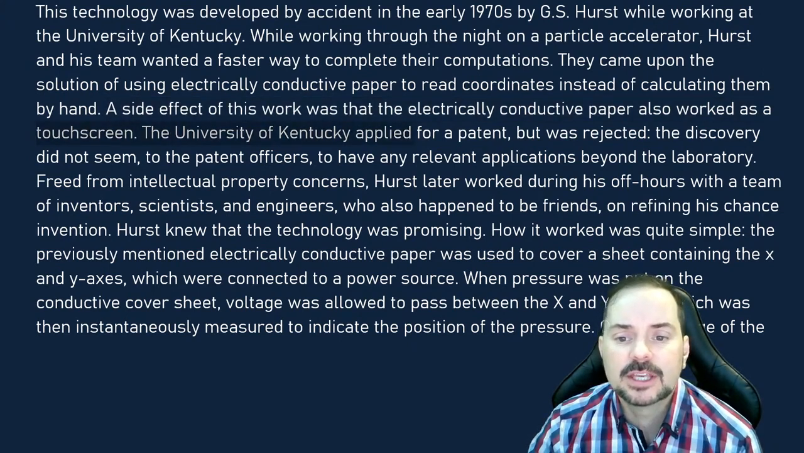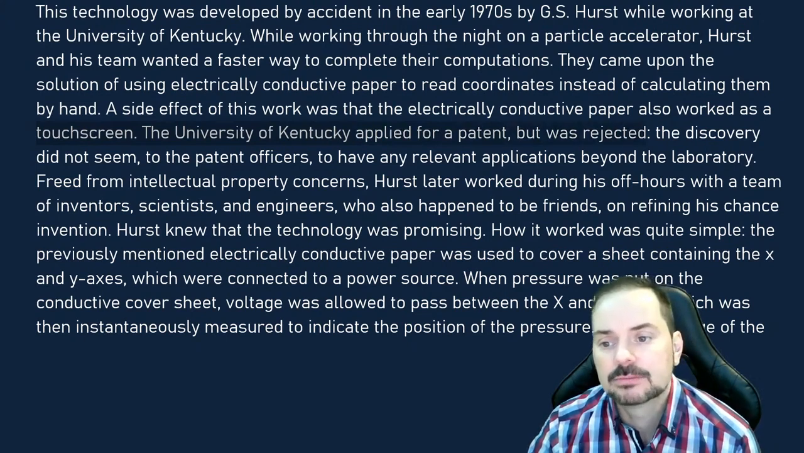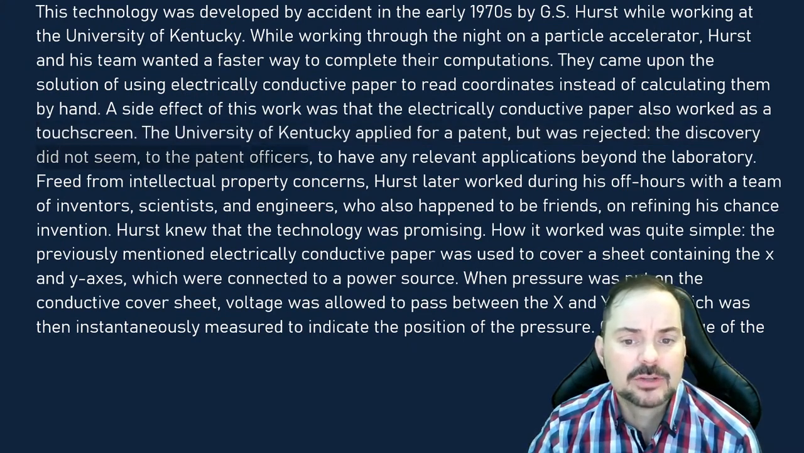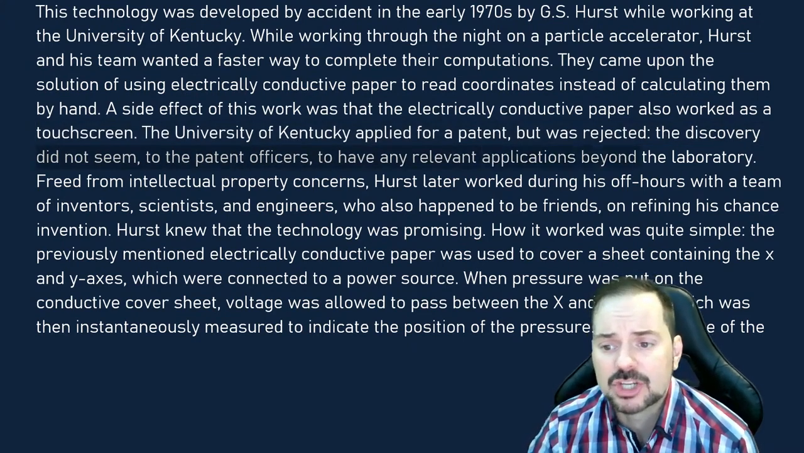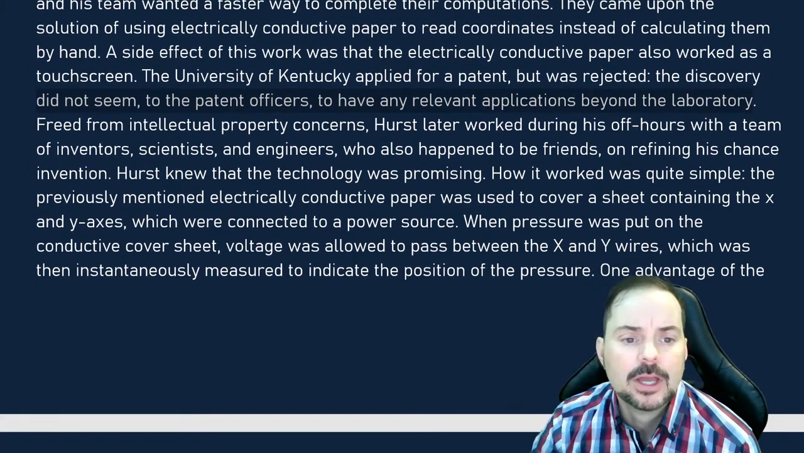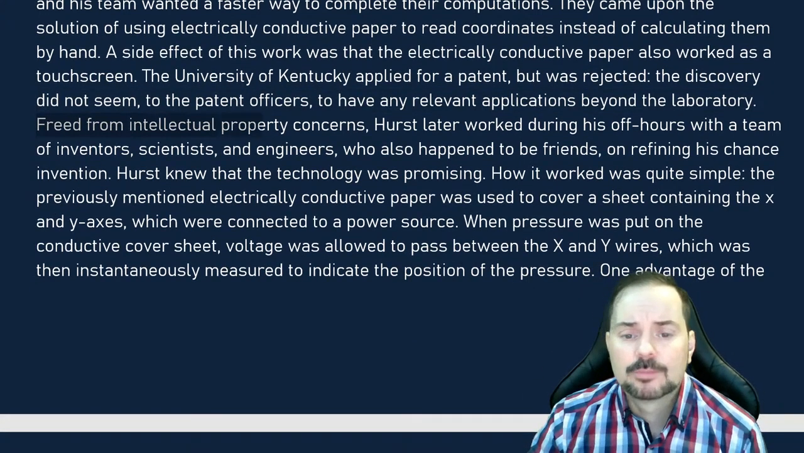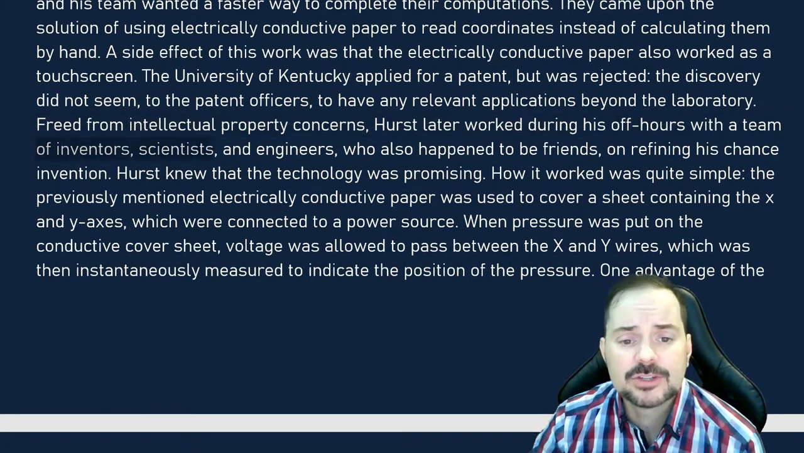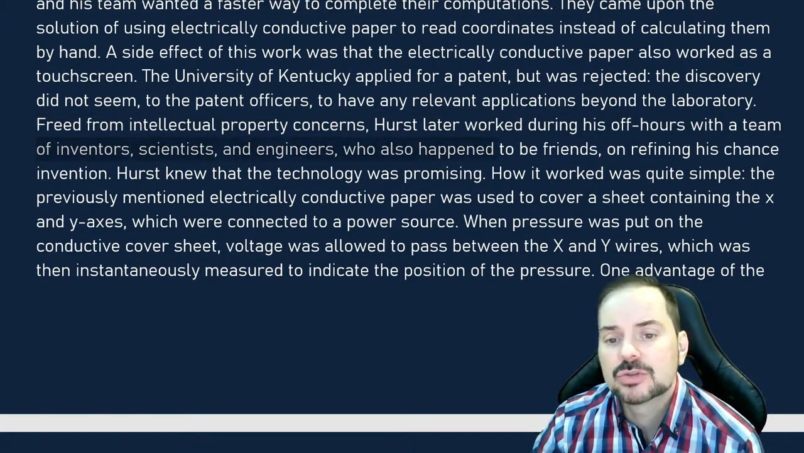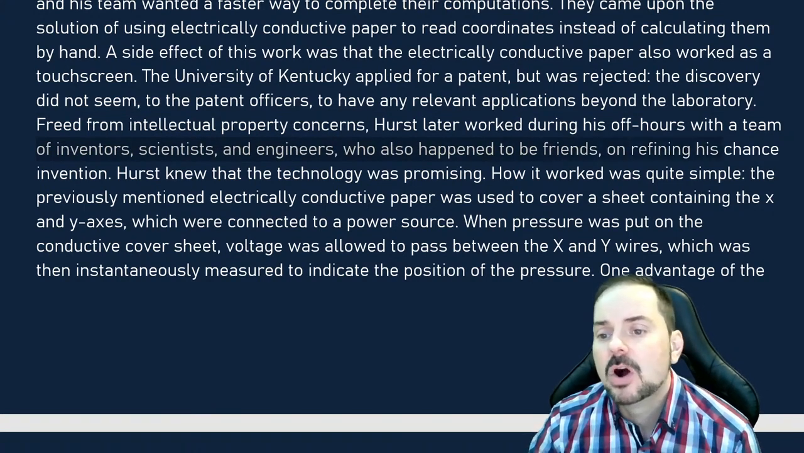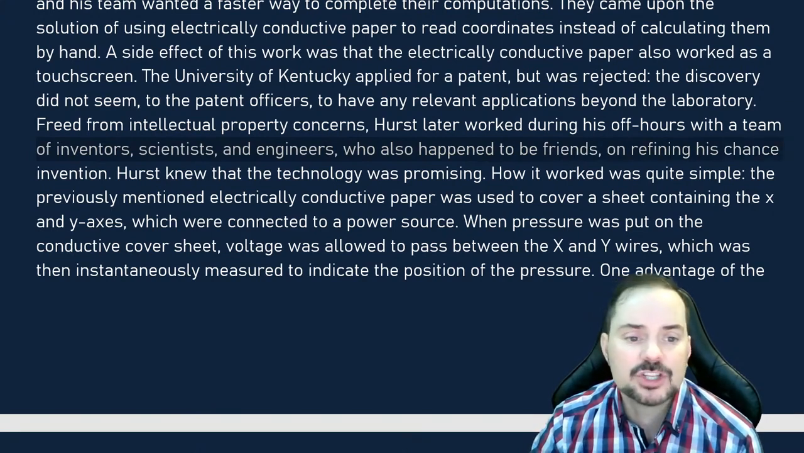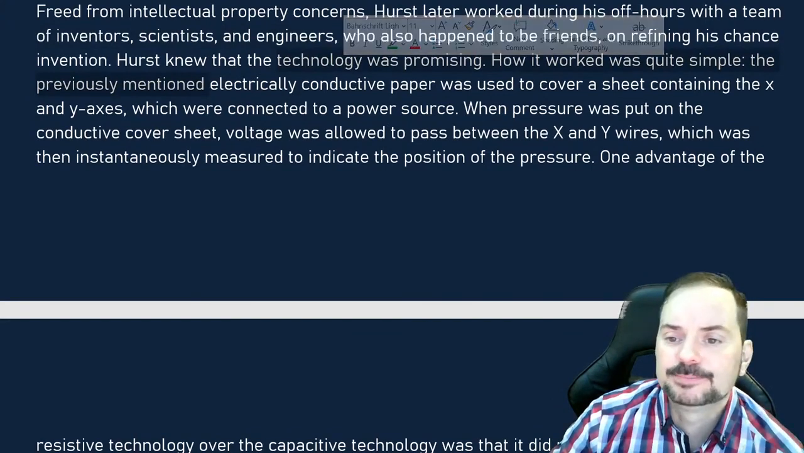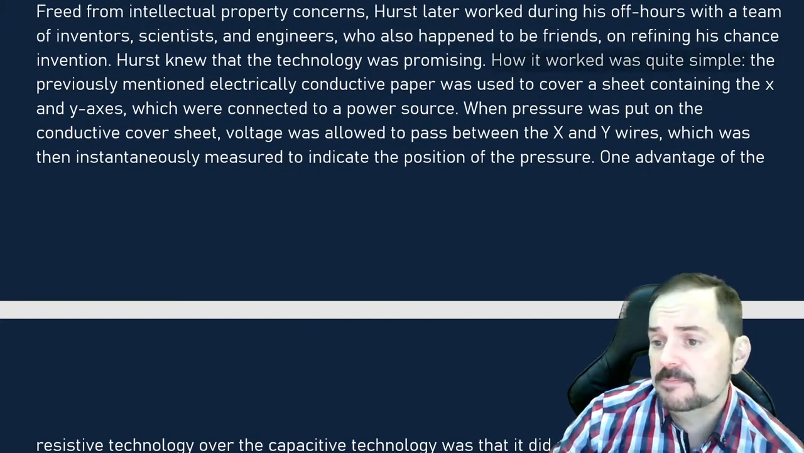The University of Kentucky applied for a patent, but was rejected. The discovery did not seem to the patent officers to have any relevant applications beyond the laboratory. Freed from intellectual property concerns, Hurst later worked during his off hours with a team of inventors, scientists, and engineers who also happened to be friends on refining his chance invention. Hurst knew that the technology was promising.